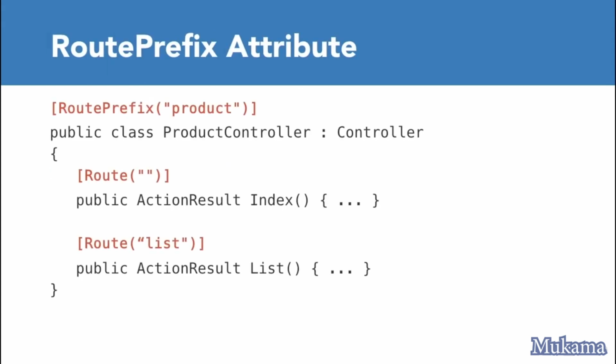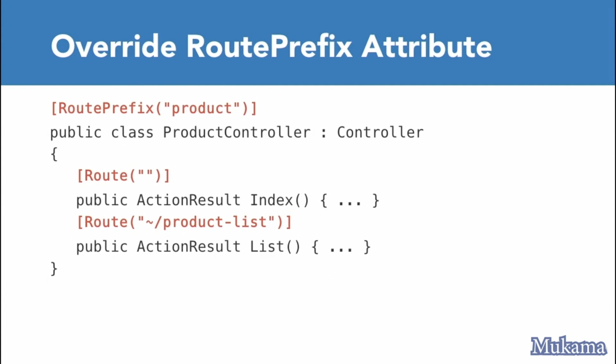When you're using the routing table routes in MVC5, the controller names automatically prefix all of the routes in that controller. With attribute routing, you can use the RoutePrefix attribute in front of your controller class to do the same exact thing. In this example, all the action methods in this controller will start with /product, followed by a slash and then the specific action method route.